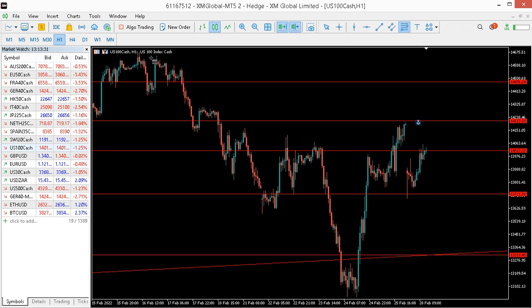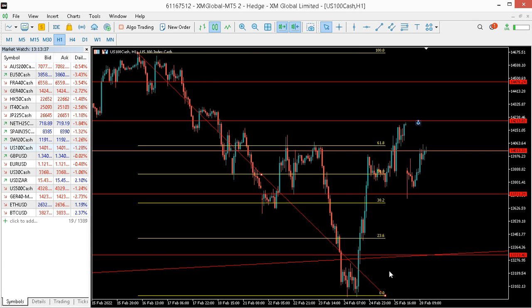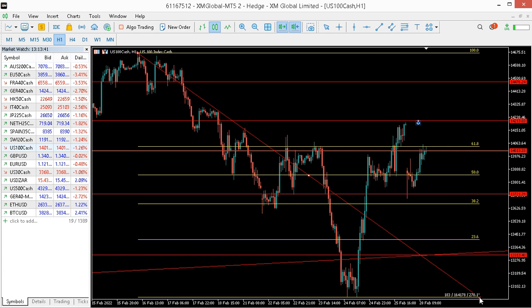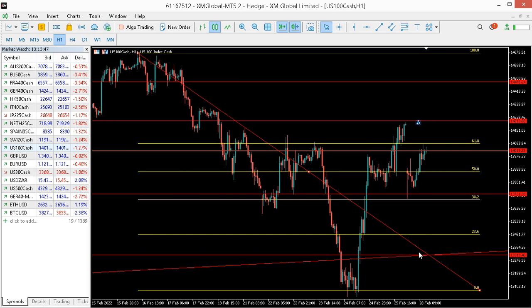So I'm going to add Fibonacci here. Don't forget Fibonacci is supposed to lay with the previous high that also comes to the previous low.